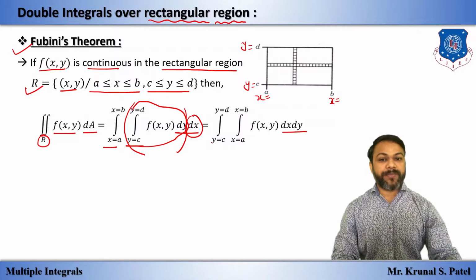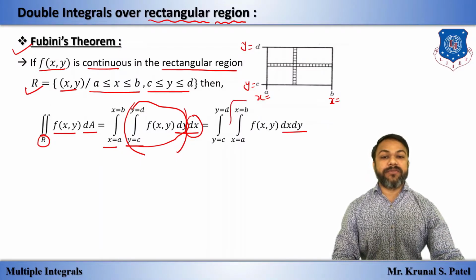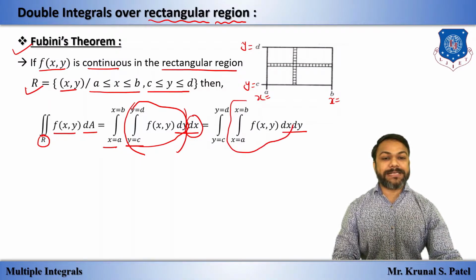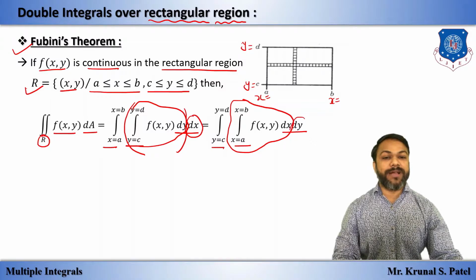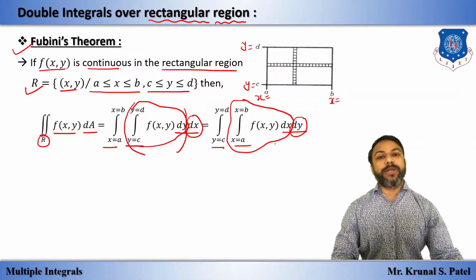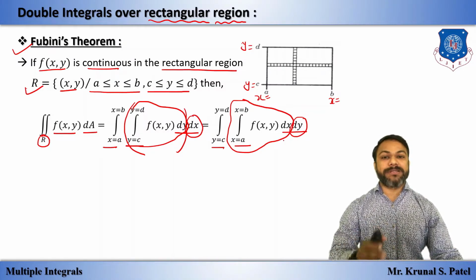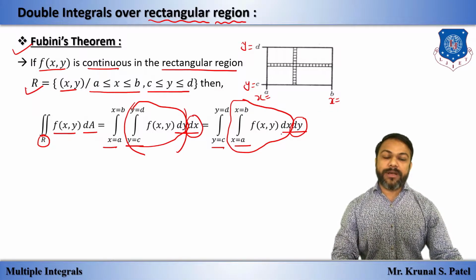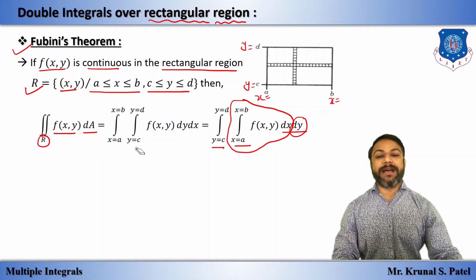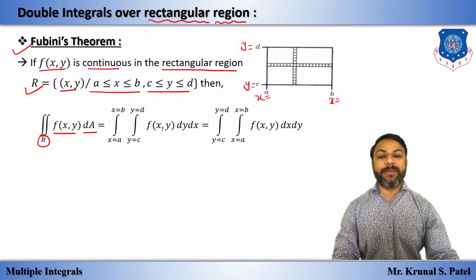If we want to integrate with respect to x first, then we have to take the limit of x inside and the limit of y outside, so dy is also outside. So this theorem says that you can integrate in any order when both the limits are constant.